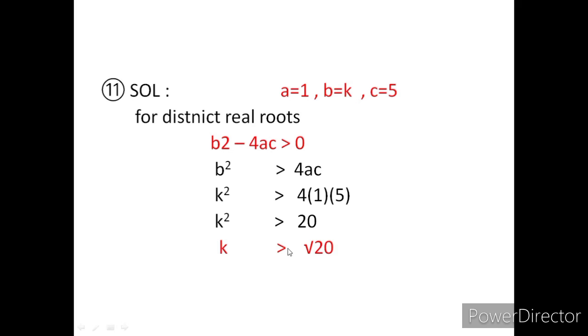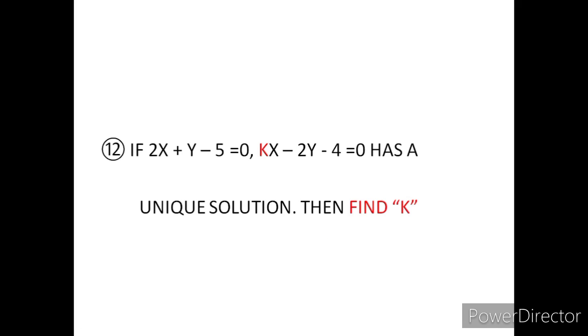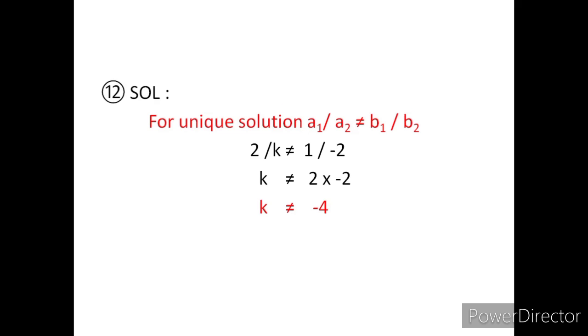Okay. The next problem. Stop the video and try to solve it. Then we go for the solution. Here the problem mentioned a unique solution. When we have a unique solution, according to the formula, a1 by a2 is not equal to b1 by b2. Thereafter you will substitute the relevant values. Then you will get 2 by k not equal to 1 by minus 2.